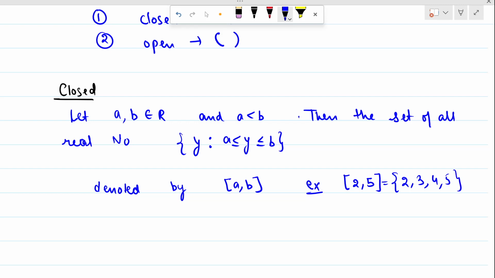So if we represent this on a number line, this is 2, this is 5, and this is a solid circle, which means that the endpoints are included in the set. The 5 is included, similarly 2, and we also include the points between 2 and 5, 3 and 4.